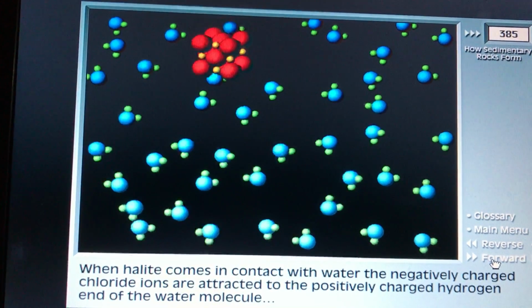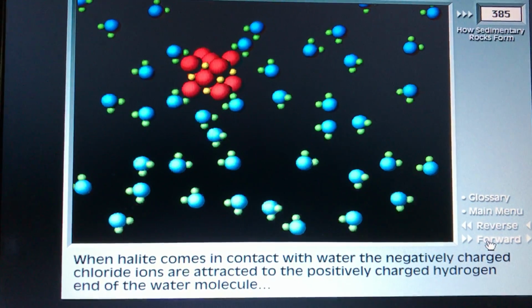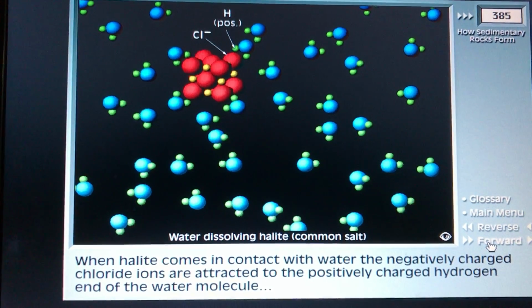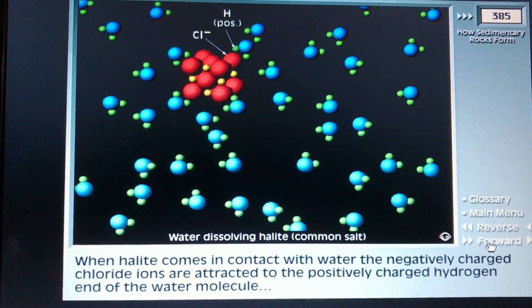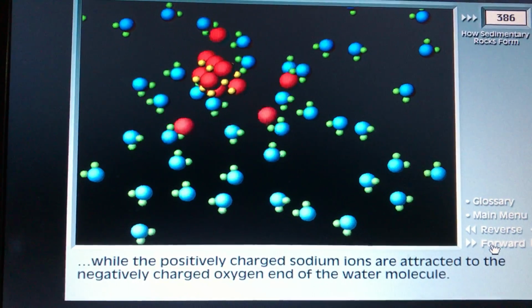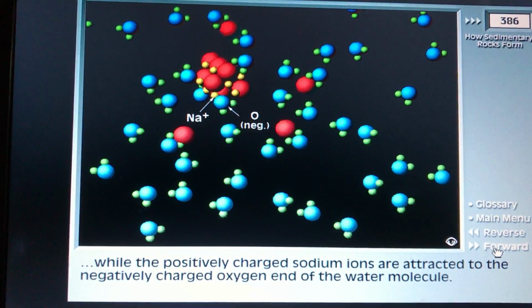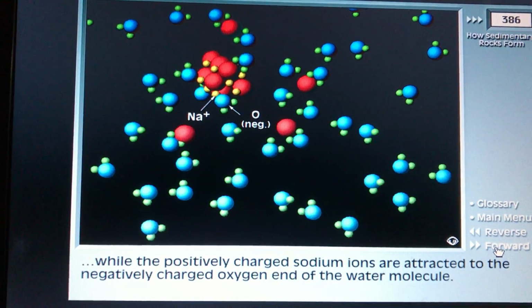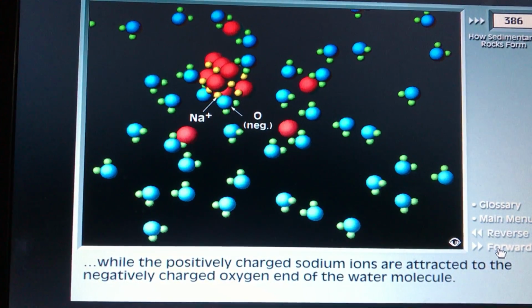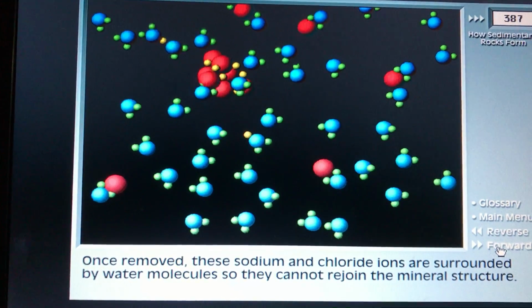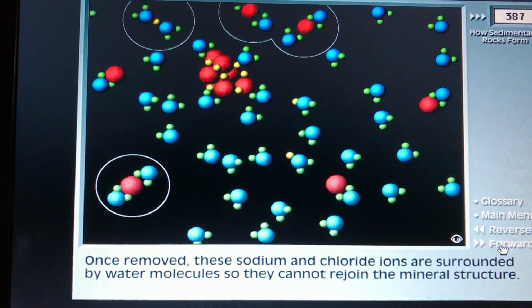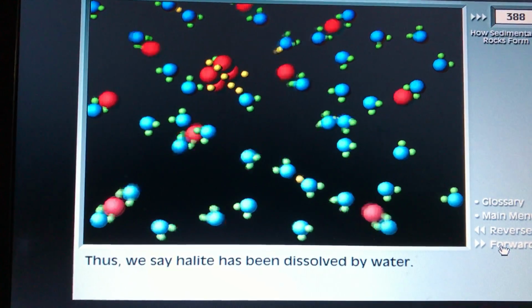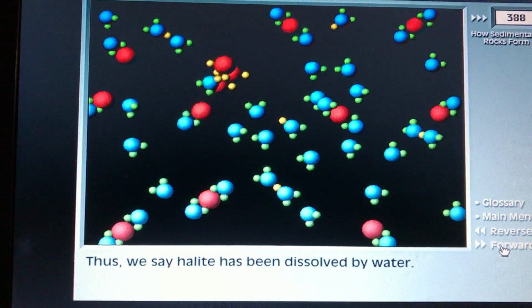When halite comes in contact with water, the negatively charged chloride ions are attracted to the positively charged hydrogen end of the water molecule, while the positively charged sodium ions are attracted to the negatively charged oxygen end of the water molecule. Once removed, these sodium and chloride ions are surrounded by water molecules, so they cannot rejoin the mineral structure. Thus we say halite has been dissolved by water.